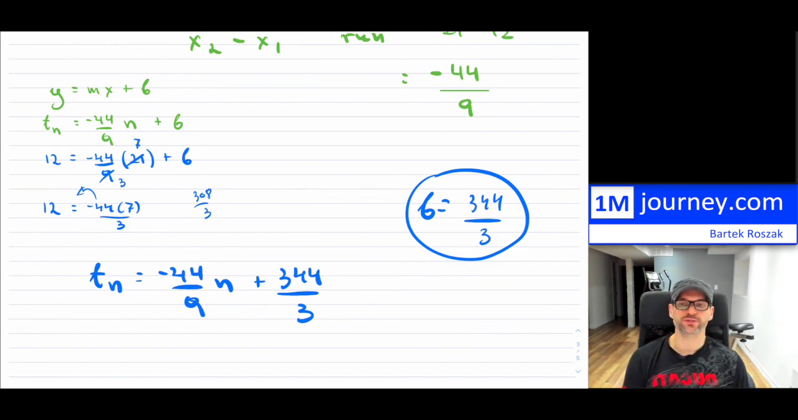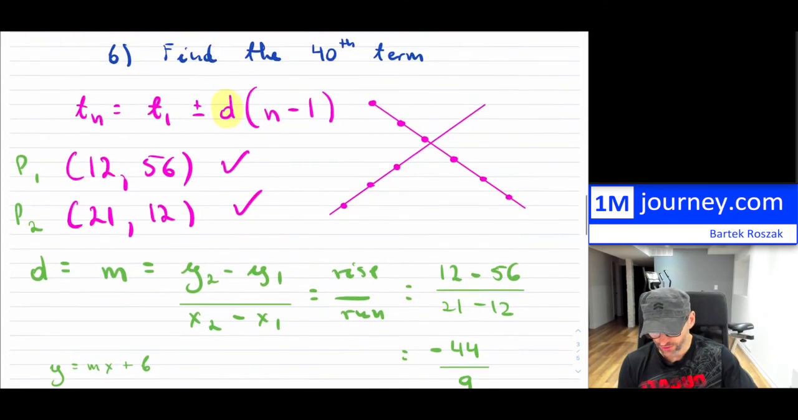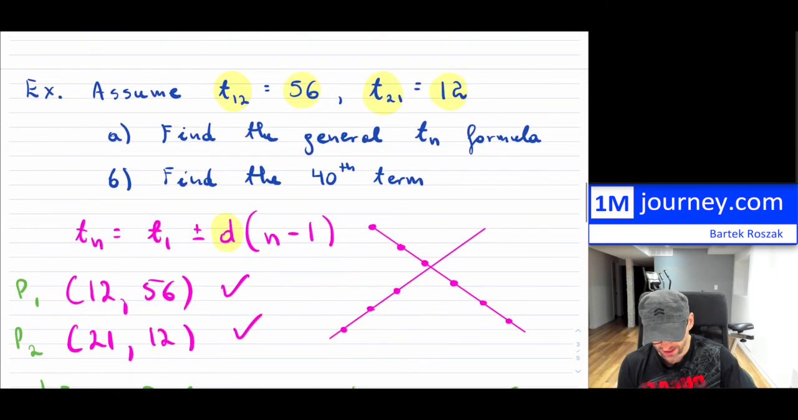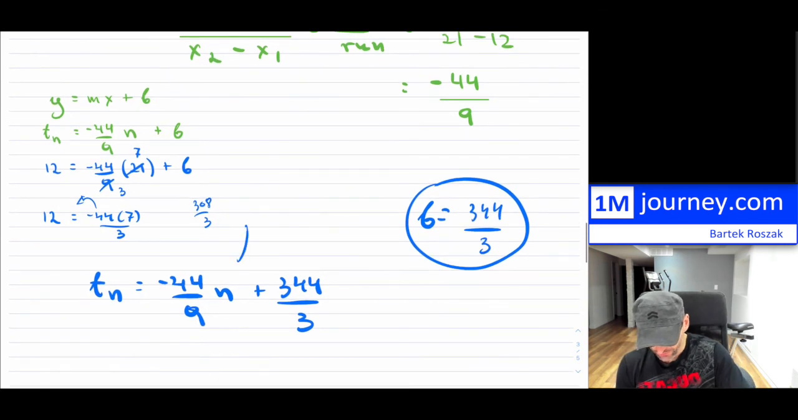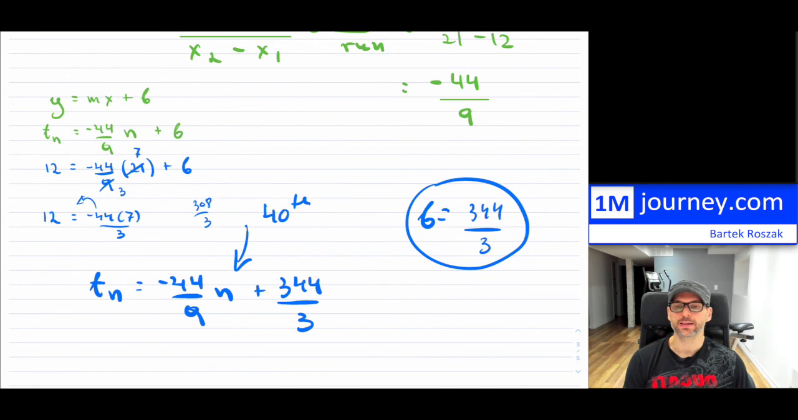I'm going to plot it on Desmos as a sequence. And then we'll see if we do get these, where basically it says here the 12th term is 56 and the 21st term is supposed to be 12. And now it's asking us for the 40th term. So we can substitute 40 into here and we can get what that answer would be. Or I can get it off of the graph as well. So let me plot it on Desmos.